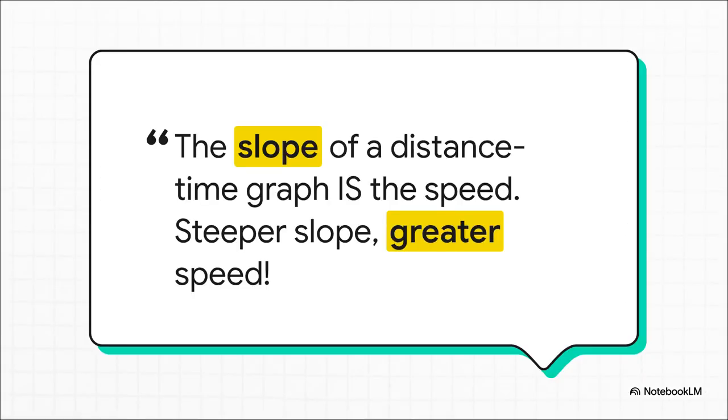And that is the absolute key takeaway. If you remember one thing from this, make it this. Write it down, burn it into your brain. The slope or the gradient of a distance-time graph tells you the speed. The steeper the line, the faster you're going. It is genuinely that simple.